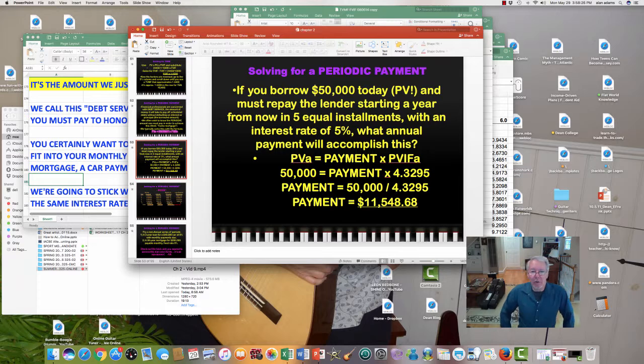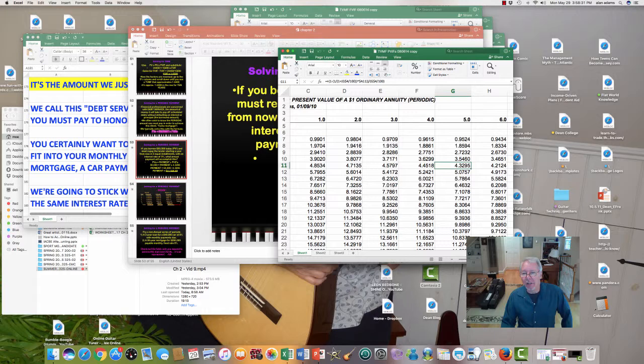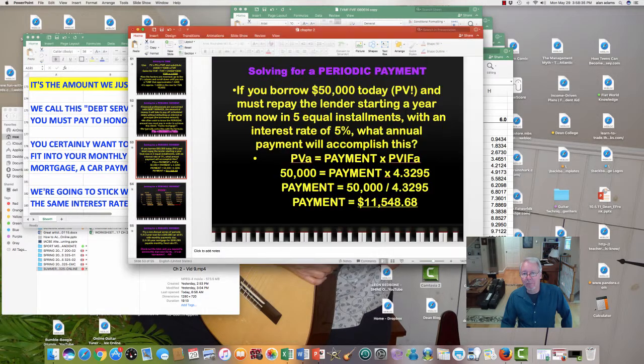Okay, if you go to Table D and you look up 5% for 5 years, you're going to see that the number is 4.3295. See it right there? All right, so we divide both sides by 4.3295. One payment will be 50,000 divided by that PVIFA, and it maths out to 11,548.68. Make 5 payments of that amount, and that will fully pay off all of the interest you owe, and it will pay off the amount of principal as well.